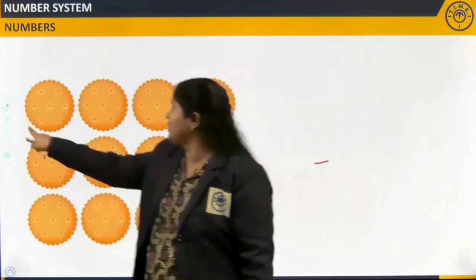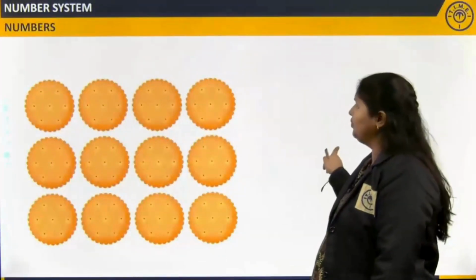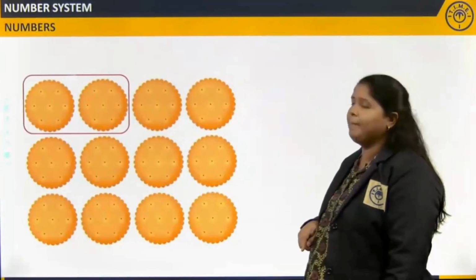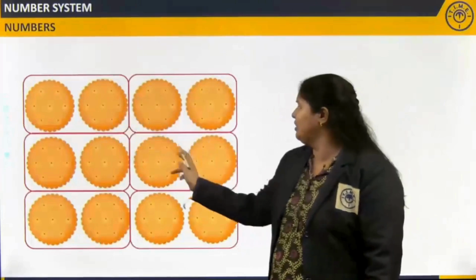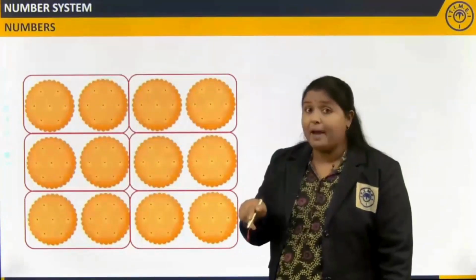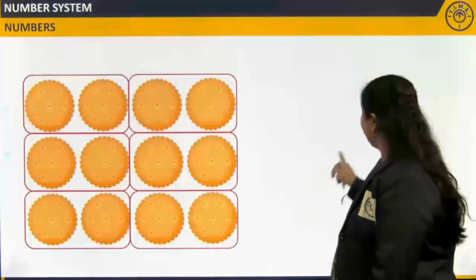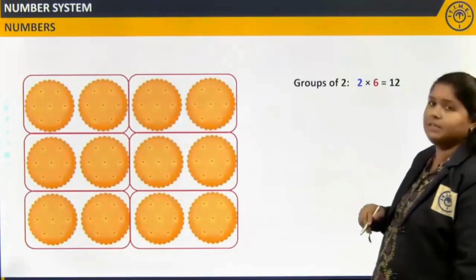So, what happens when you pack them into groups of 2? This is what happens. How many packs do you get? Every pack has, say, 2 cookies. 1, 2, 3, 4, 5, 6. There are 6 packs, each pack containing 2 cookies, right? So, how do you write it? Groups of 2. 2 into 6 is equal to 12.